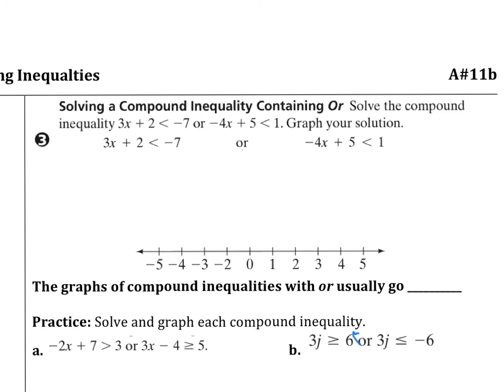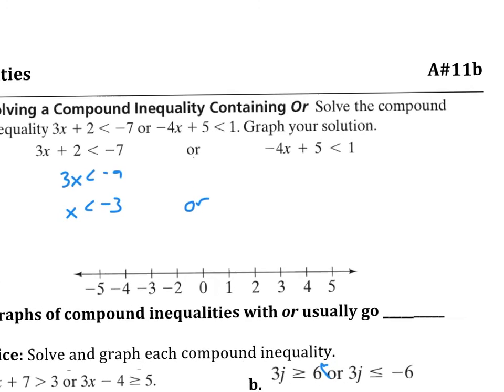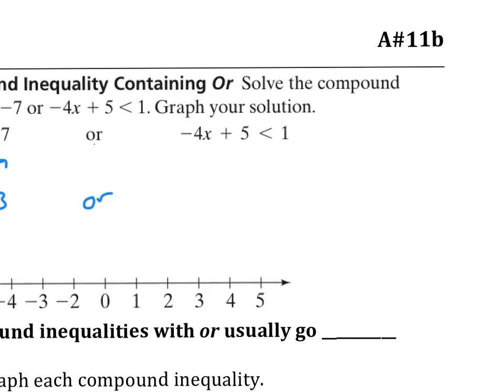So I'm going to subtract 2 from both sides over here to get negative 9. And now I'm going to divide by 3 to get negative 3. Bring down the word or. Then I'm going to continue here, subtract 5 from both sides to get negative 4. And now I divide by negative 4, switch my symbol, and put down a 1.